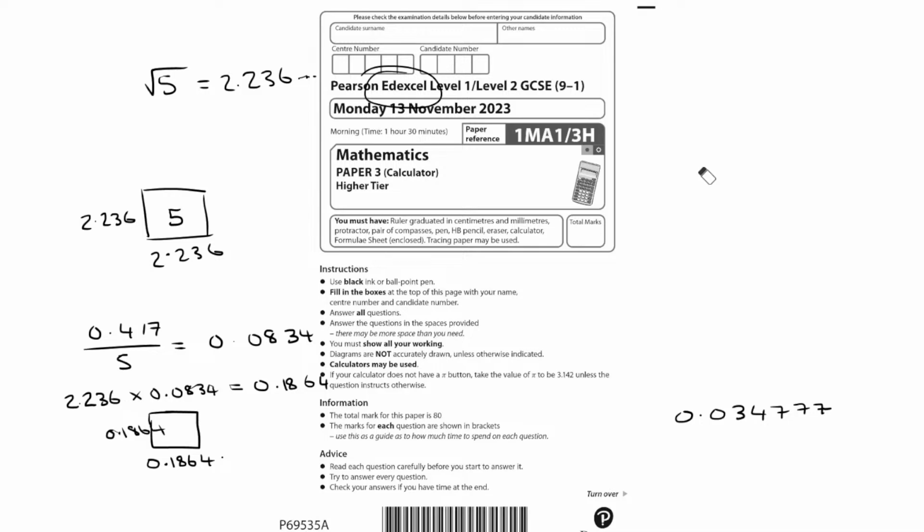So yeah. Yeah, so you should get 0.03477. I'm assuming this was a calculator question, because I don't know how you do it without calculator, but yeah.